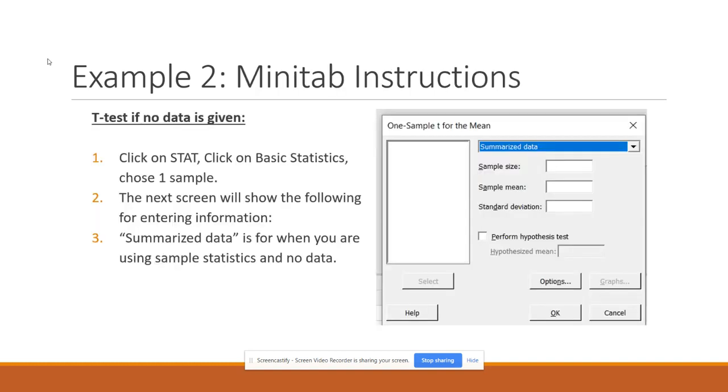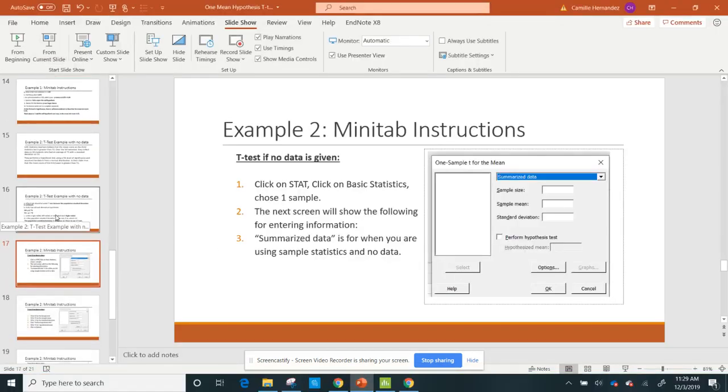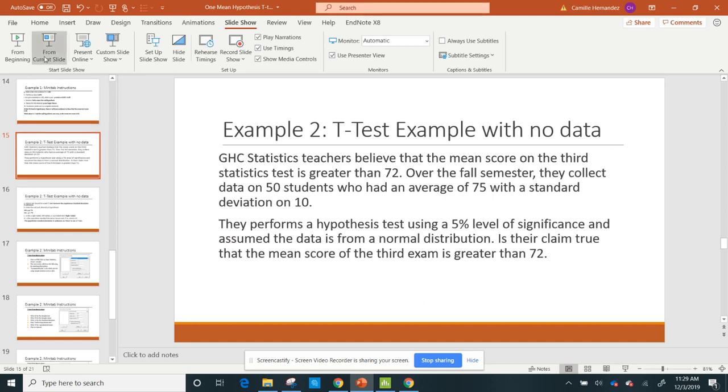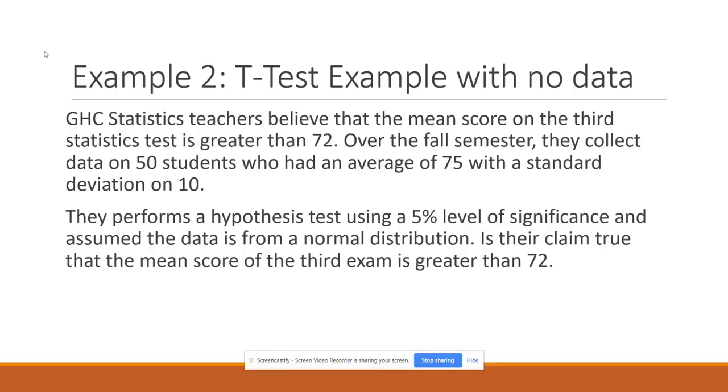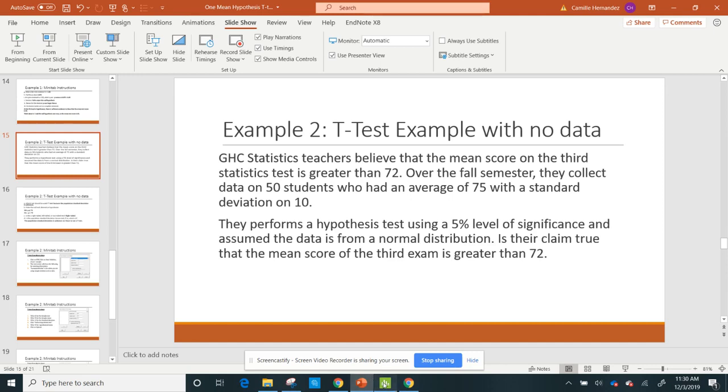I was given a lot of information, so let's look back at what I was given. I was given that they believe the population mean was greater than 72, so I know it's greater than 72. I was given a sample mean of 75, a sample standard deviation of 10, and a sample size of 50. And then again, a level of significance of 5%. With all that information, I can go to Minitab and solve this problem.